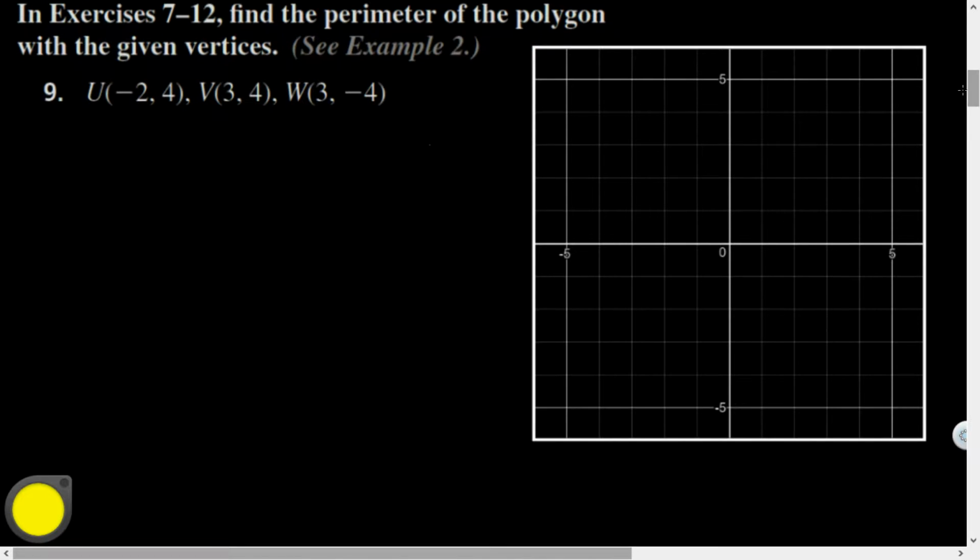Here we go. Then we started throwing polygons on a coordinate plane, playing Battleship or something to that effect. Let's see how well I can plot points. You are at -2, 4. There you are. V is at over 3, up 4. Oh, how convenient that these are horizontally oriented to one another.